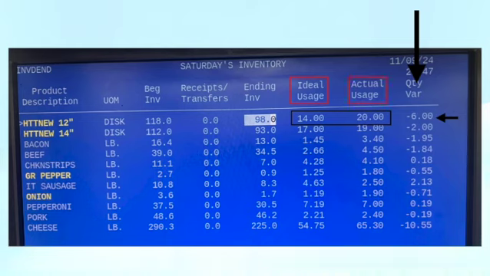These are probably pizza crusts. Ideal, you should use 14 of them, but they actually used 20. You have to subtract them, and 14 minus 20 is -6. Whatever is in their inventory is now 6 less than what it usually is. And if you go down the line, you see the same thing. 17 minus 19 is -2. So their 14-inch crusts are 2 less than what they usually are.